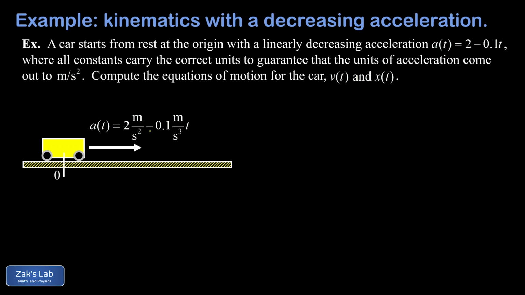It's given by 2 minus 0.1 t, where all these units in here are just guaranteeing that the units on each term come out to meters per second squared. So notice in the second one, that's a negative 0.1 meters per second cubed times t, because t carries units of seconds, and one of those will cancel, giving us meters per second squared. So when we start actually working with this acceleration function, I'm not going to write those units in every step.